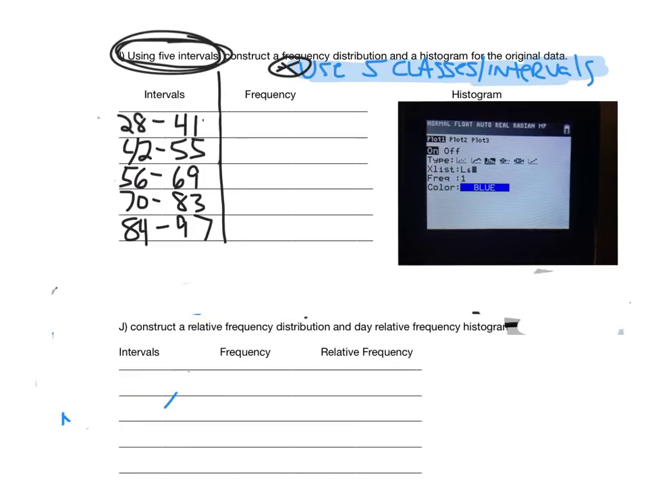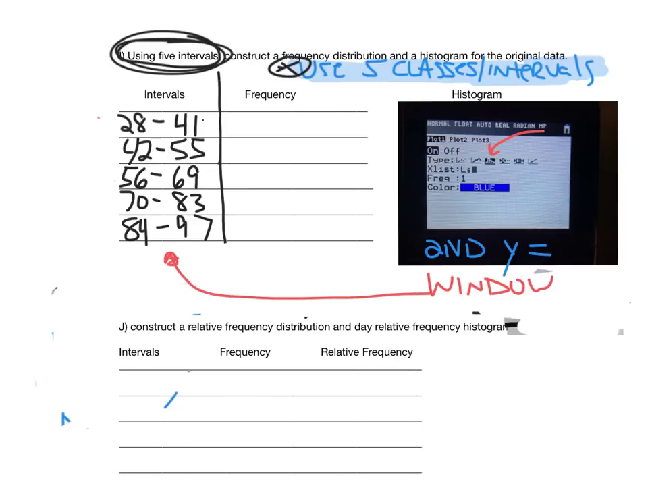And now I'm going to go back to my stat plots, second and then y equals, and I'm going to set up a histogram, which is the third type of graph that resembles a bar graph. And this is the only type of graph where we're not allowed to press zoom stat. Instead, we have to press the window button and set up the viewing window that matches the intervals that we've established.